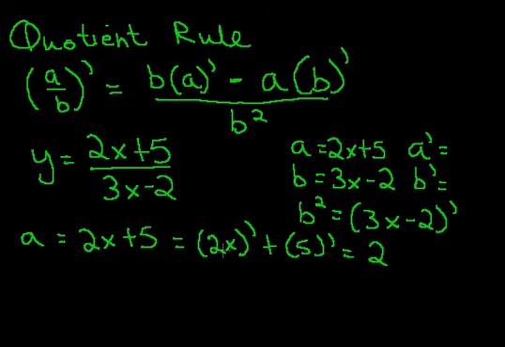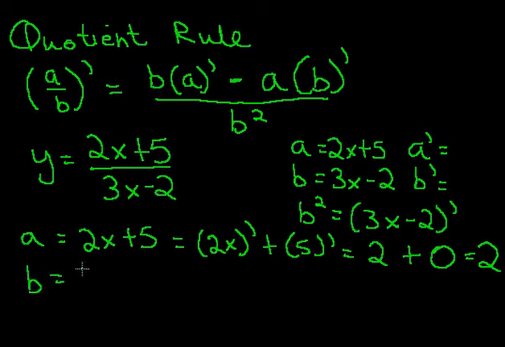If you had (5x) prime, it would equal 5. (6x) prime, it would equal 6. Because the x just disappears, because it becomes x to the 0, because it's to the n minus 1, and n is 1. So that's 2. And then (5) prime, we know from the constant rule that (5) prime is 0. So this is 2.